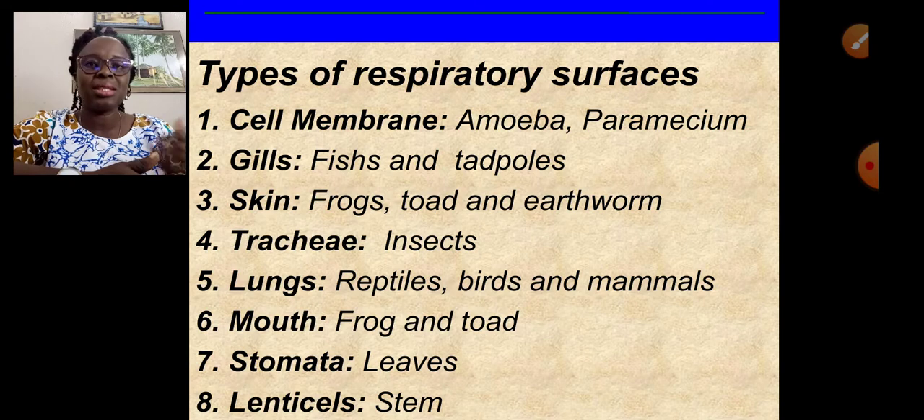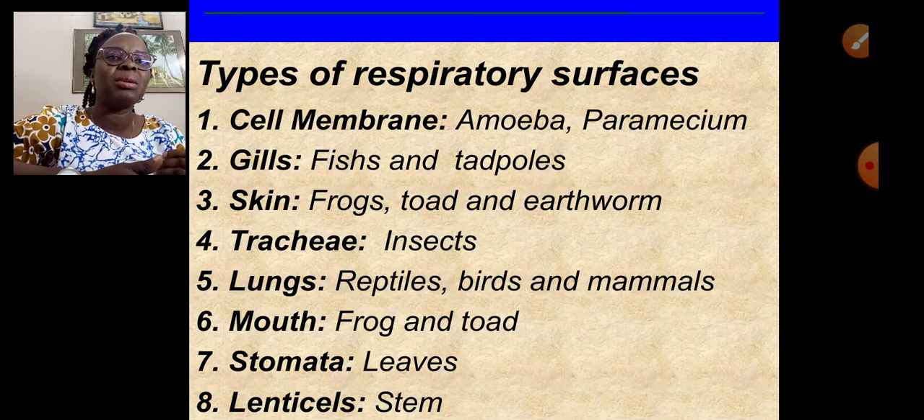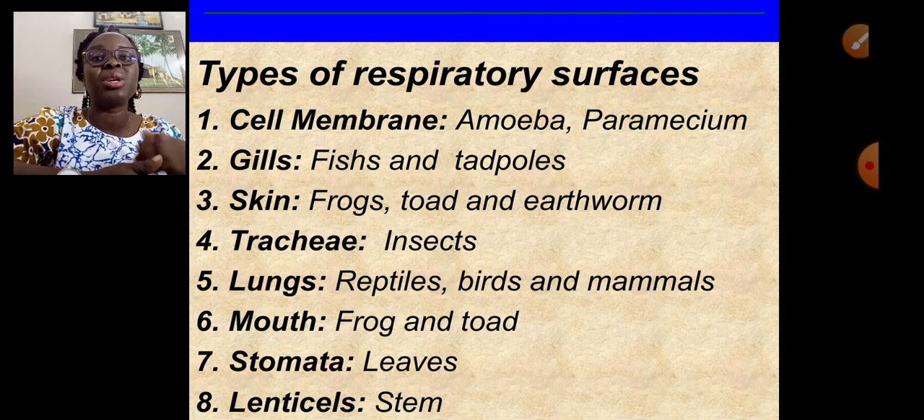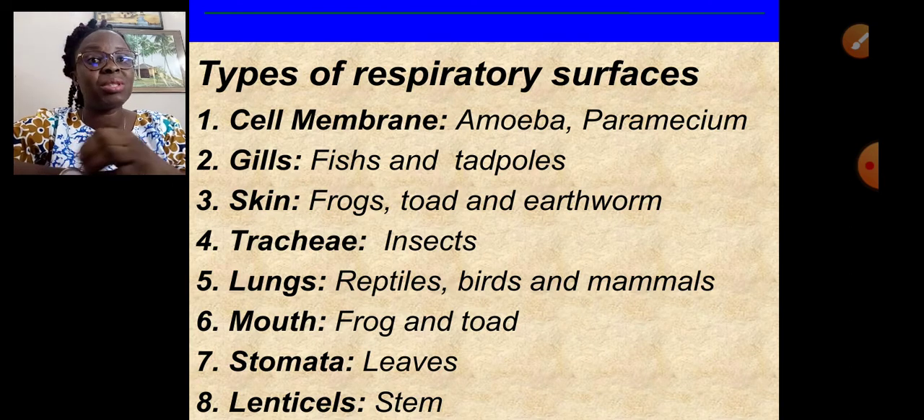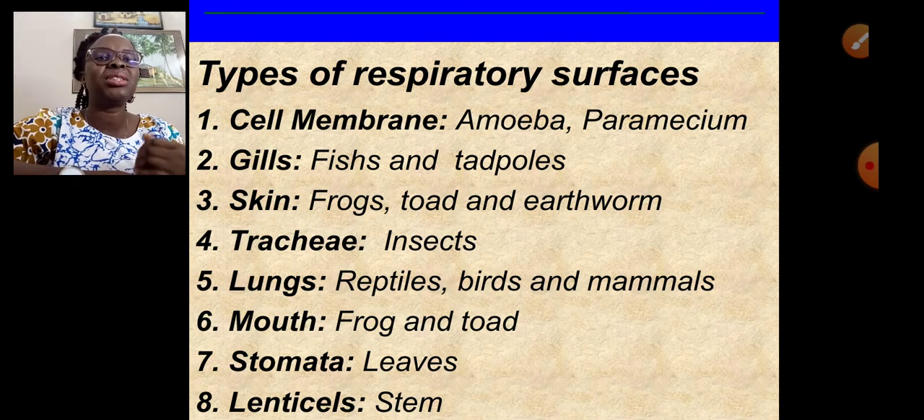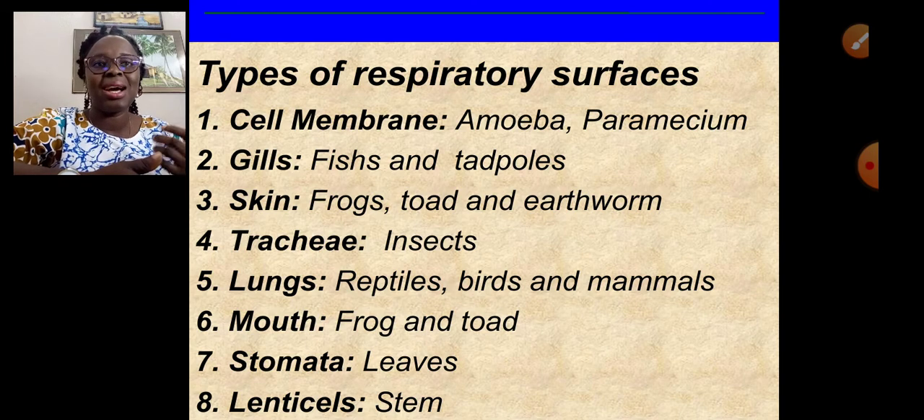Let's see examples of organisms where we can find them. Your cell membrane can be found in amoeba and paramecium. They make use of their cell membrane as their respiratory surface. Then we have the fishes and the tadpole. They make use of their gills as their respiratory surfaces. We have the toad, the frog, the earthworm. They make use of their skin as their respiratory surfaces.